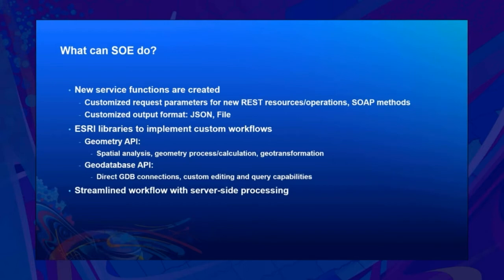We can also use Esri libraries to implement custom workflows. For example, since a full geometry API is provided in the SDK, we can use the SOE for spatial analysis, geometry process, and even geotransformation. And we can also use the geodatabase API to let the SOE connect to an enterprise geodatabase and perform custom editing and query activities. These can help us make the SOE form a streamlined workflow and take advantage of the server-side processing. Because usually fine-grained code on the server side works faster than processing data or geometry from the client side through multiple different steps.